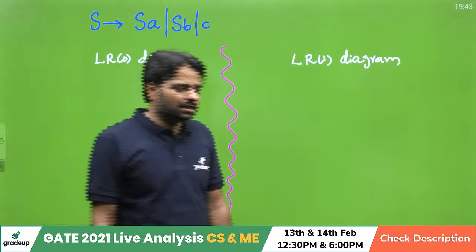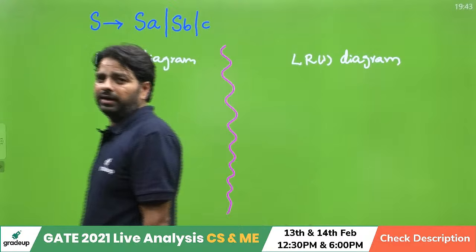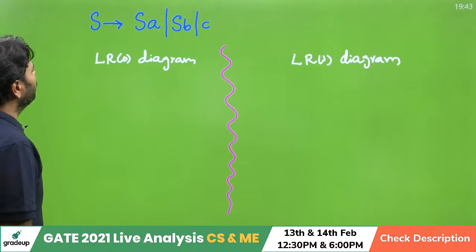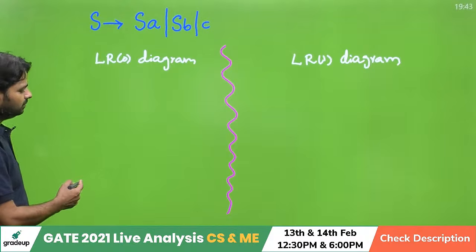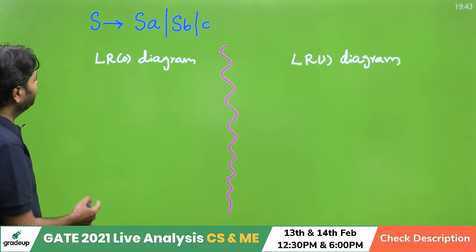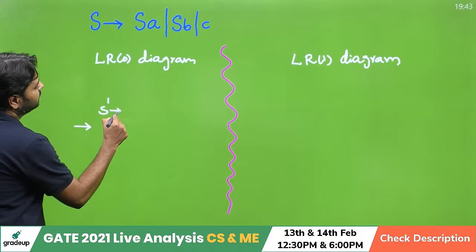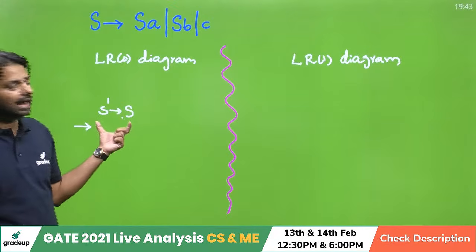Yeah, Pandey, keep on asking your doubt. I will take it in one time, right? After some time, I'll take your doubt. Okay, how to draw the LR0 diagram? The diagram is very easy, isn't it? S dash derives dot S. This is how we begin the diagram. Everybody agree?